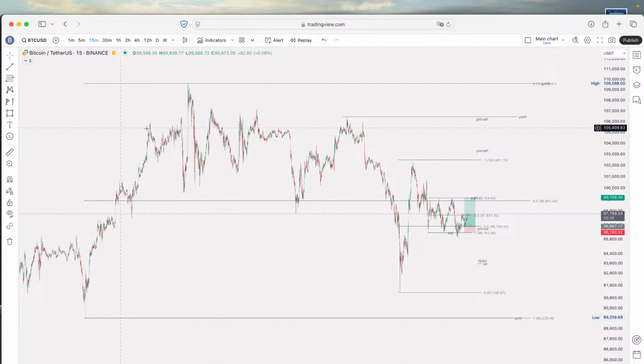The upside zone is called premium, so the price is overpriced and it is not recommended to buy an asset in the premium zone. This is the discount zone, where it is recommended to be buying any asset, regardless of whether it's Bitcoin or whatever you are trading.